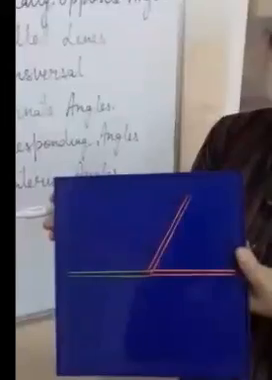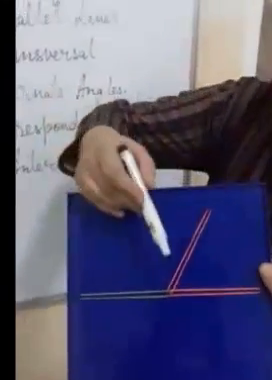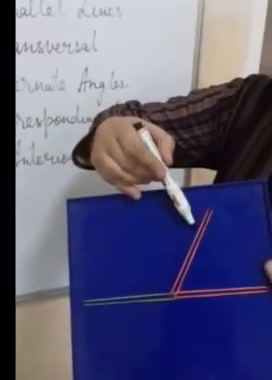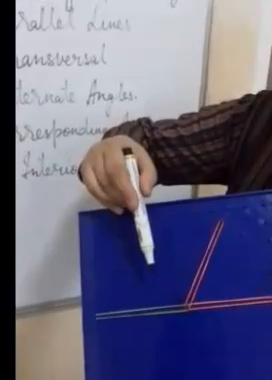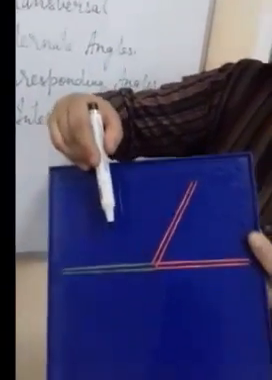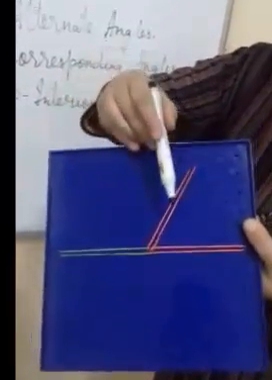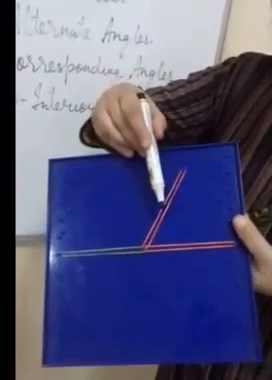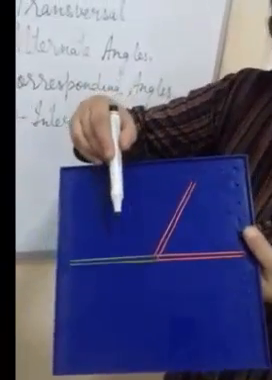Now next we will discuss the supplementary angles, in which the sum of two angles is 180 degrees. Here you can see that this angle is 70 degrees. How will we find out the other angle? You will subtract 70 from 180 and you will get the value of the other angle, which is 110 degrees. If you are asked to find the supplement of 70, you will subtract 70 from 180 and get 110 degrees.